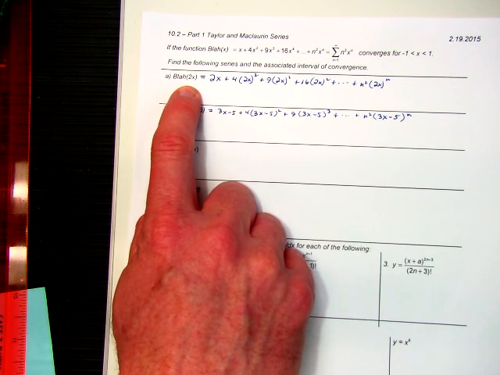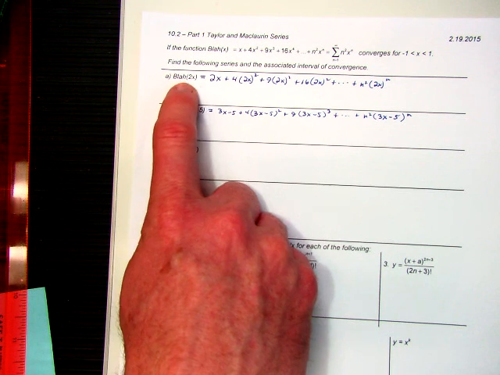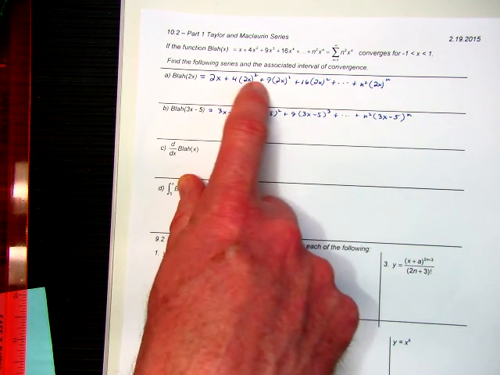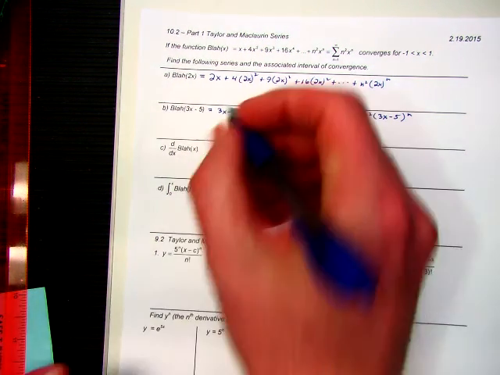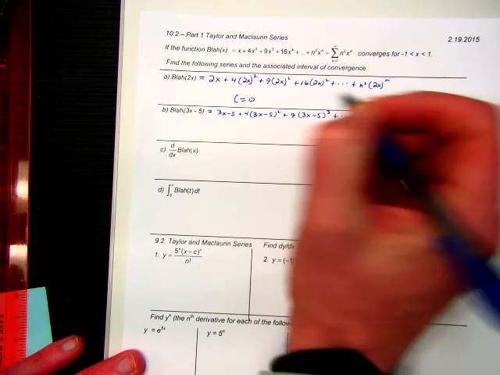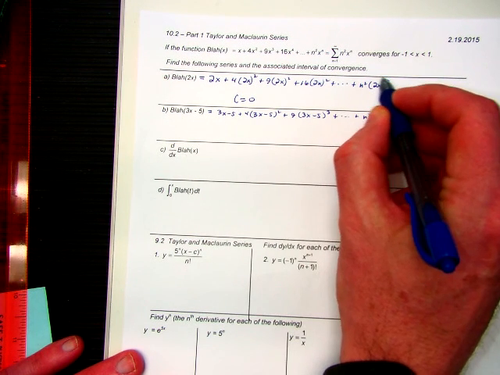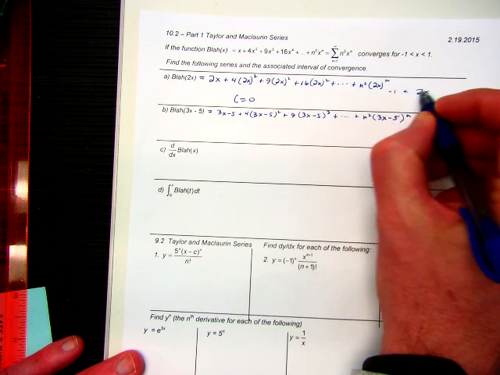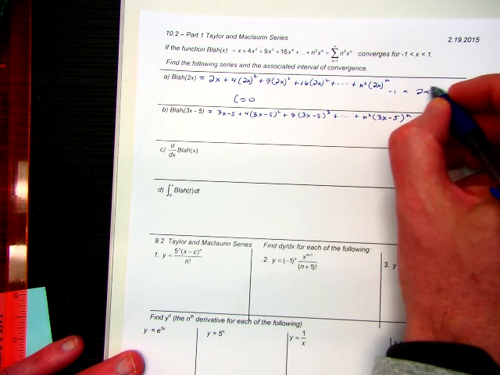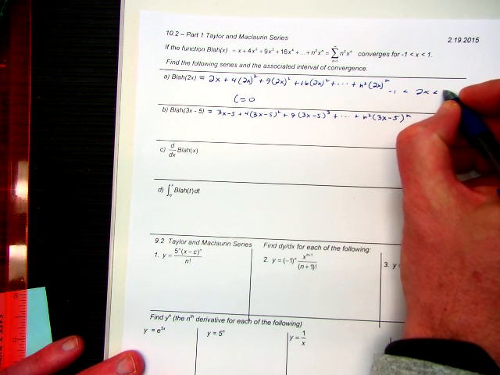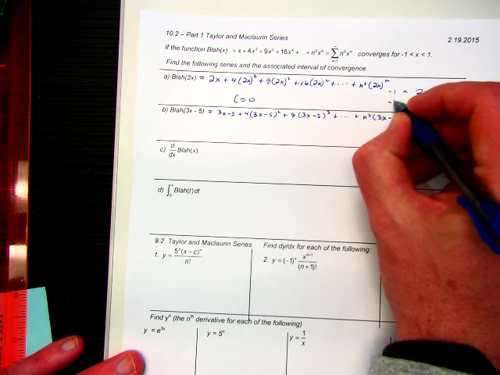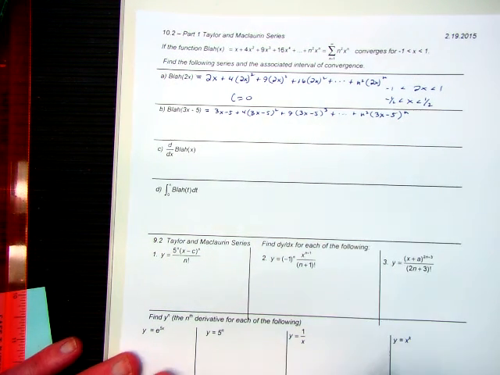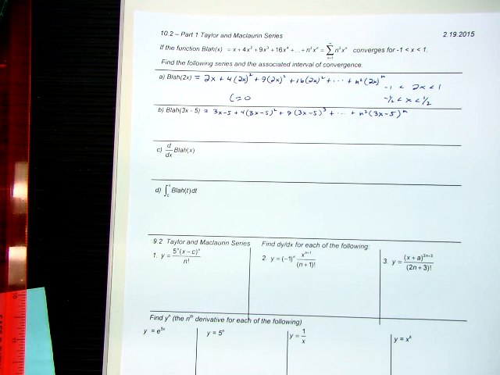So blah of 2x: wherever I see x, I'm going to replace it with 2x. And if you look, my center is still at 0. But I also want to find what our interval of convergence is. So I'm going to put 2x between -1 and 1, because this is modeled after a geometric series. If I divide by 2, my interval of convergence is between -1/2 and 1/2.